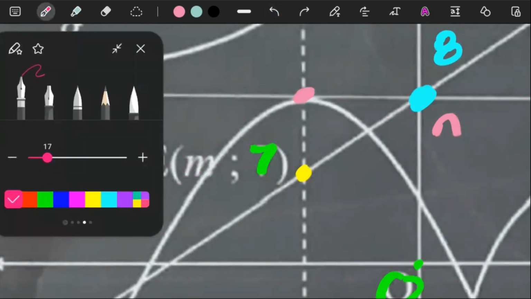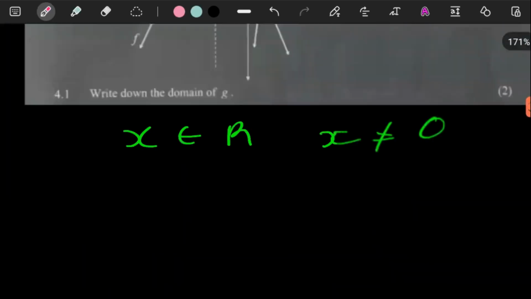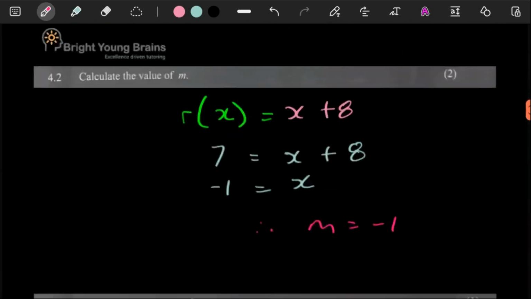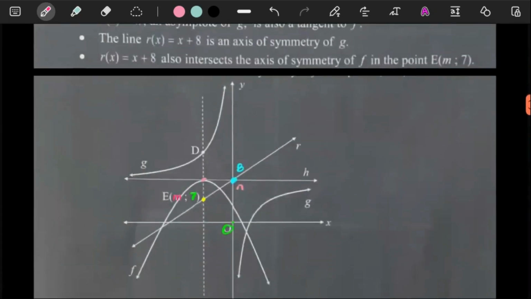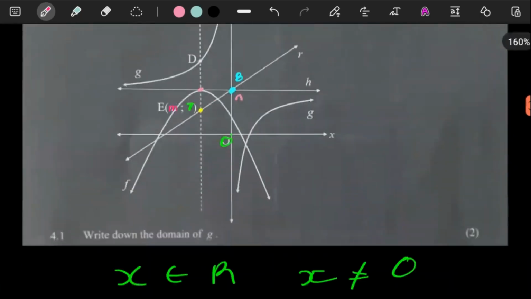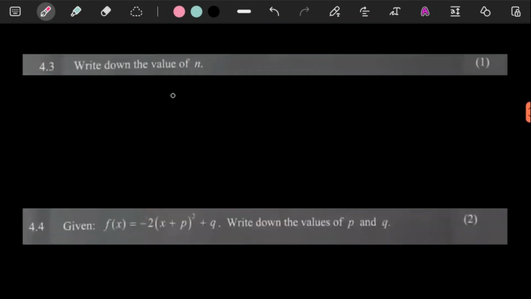So that is all nice and dandy. Okay, what's the next thing here? Oh yeah, so we got m. M is equal to negative 1. For n, what did we say about n? We mentioned that n is the y value of the straight line. So if we already know the y value of the straight line, it just means that n is equal to 8. That's just fine because that's just a 1 mark question anyway.